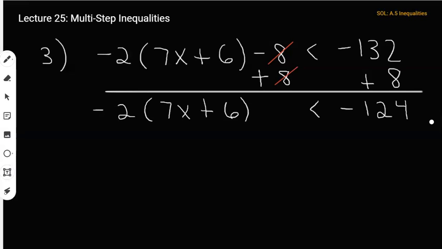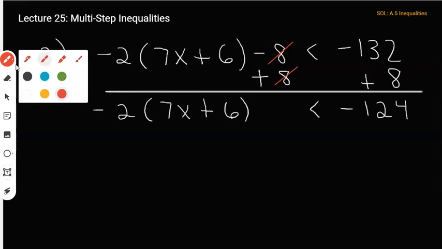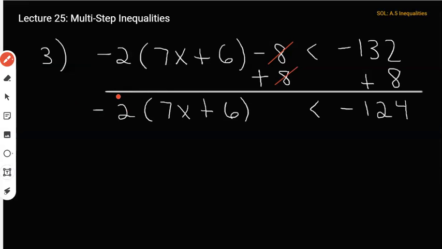Okay. So now there's 2 ways I can do this after that. What I could do is I could distribute this -2 to everything on the inside. I would have to multiply the 7x by -2, and I would have to multiply the 6 by -2 as well. That's called the distributive property. I can do that and it would work. There is another way I can do this though. Since the -2 is being multiplied by everything, I could divide both sides by -2.